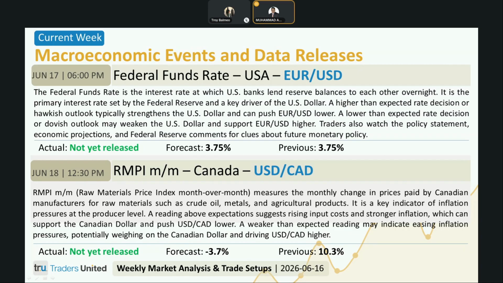A higher than expected rate decision or a more hawkish policy tone generally supports the US dollar and can push the euro USD lower. A lower than expected rate or dovish guidance tends to weaken the dollar and supports euro USD to the upside. Now, the previous reading was 3.75%. Forecast is also 3.75%. Actual data not yet released. It is going to be released on June 17 at 6 p.m. UTC time.